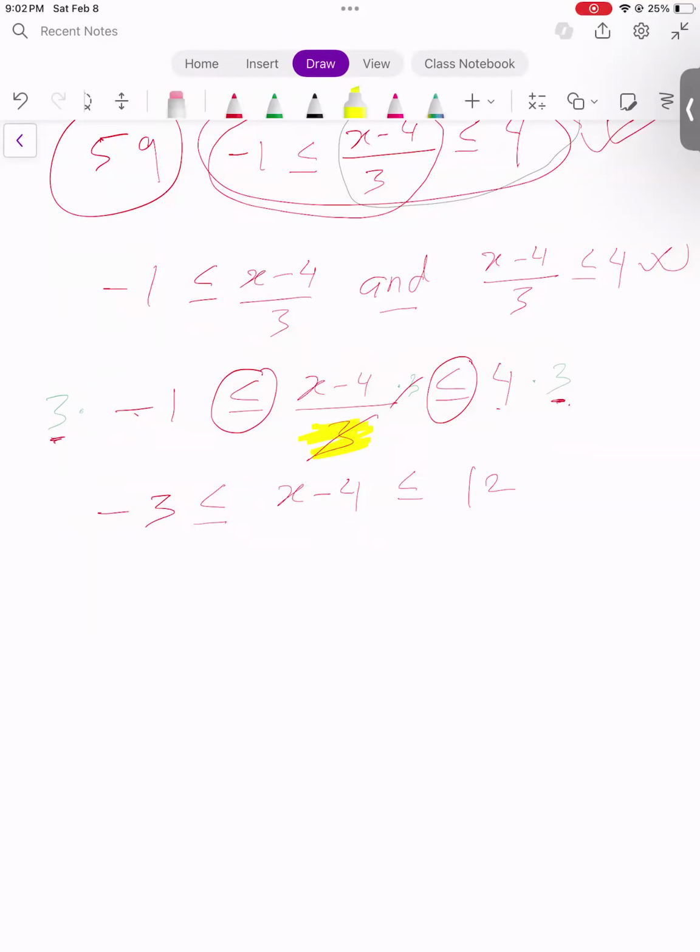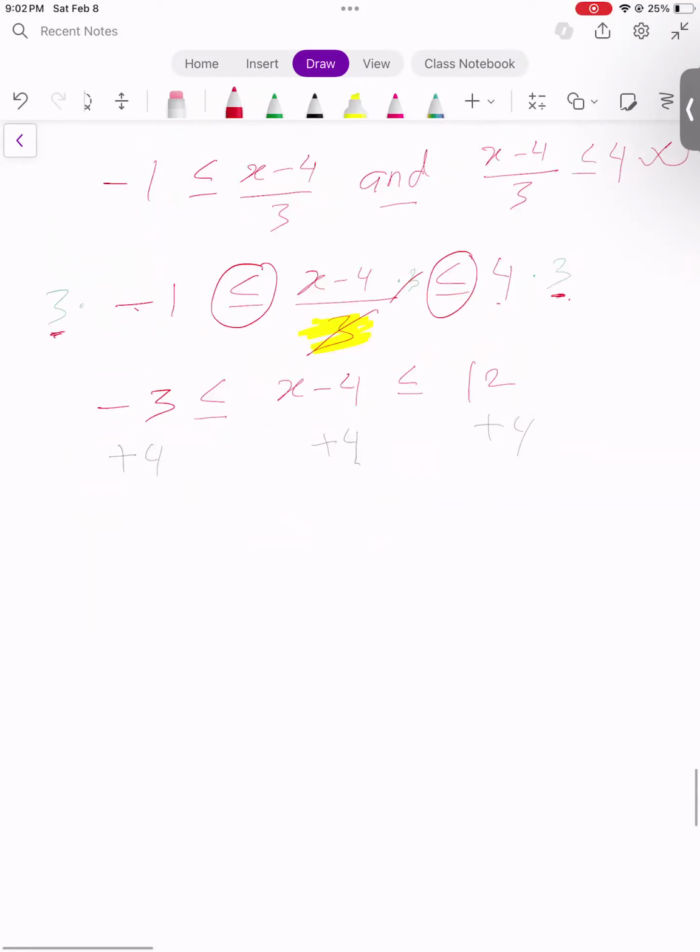Solving means we are making x by itself. Now we have -4, so let's get rid of -4. You add 4, making sure you are adding on both sides. -3 plus 4 is 1, less than or equal to x, and 12 plus 4 gives x less than or equal to 16.